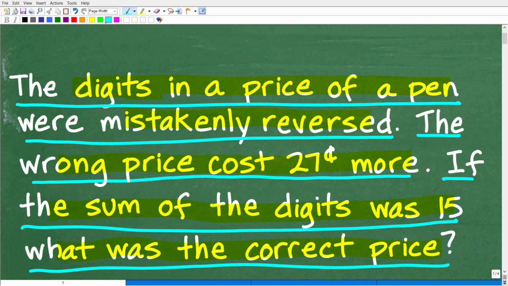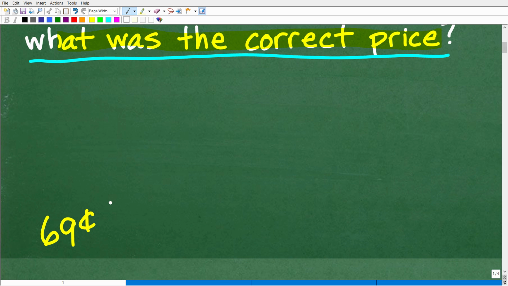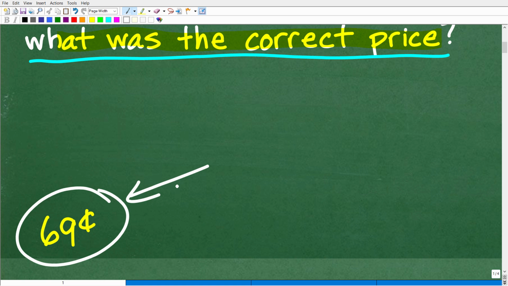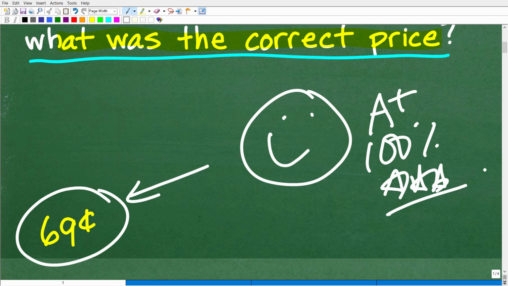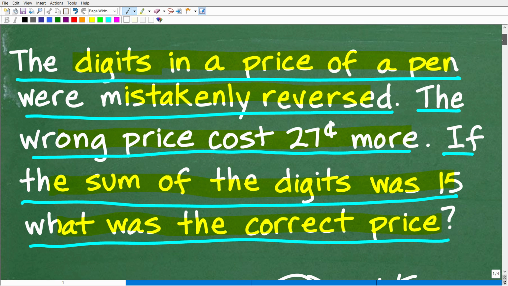So we're going to have to do a little bit of work to figure this out, but if you got the right answer, you would have discovered that the correct price of the pen is the following: 69 cents. Okay, so how did you do? Well, if you got this right, very, very good. In my book, you're going to get a nice little happy face and an A plus, a 100%, and multiple stars.